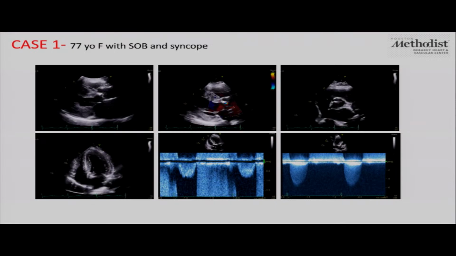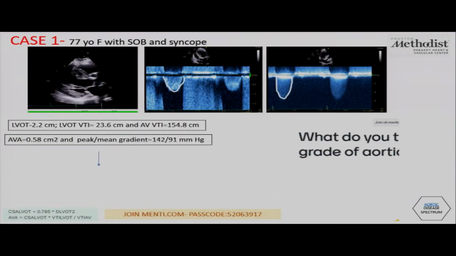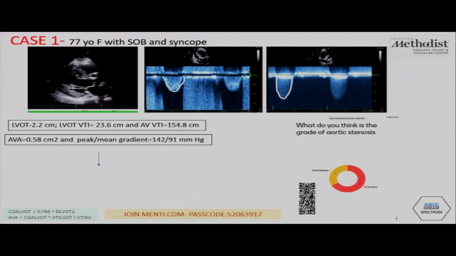I'm sure all of you can see the valve, right? Even from a distance, you know that the valve is pretty calcified and thickened, right? And I'll simplify the numbers for you. So VTI of 2.2, LVOT dimension of 2.2, VTI of 23.6. I know you need to use the calculator. I think most of them are choosing severe.